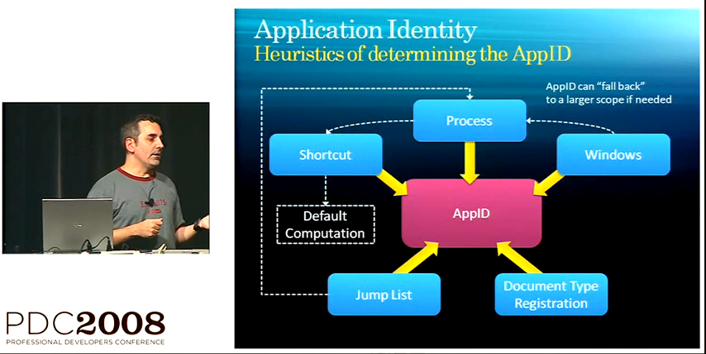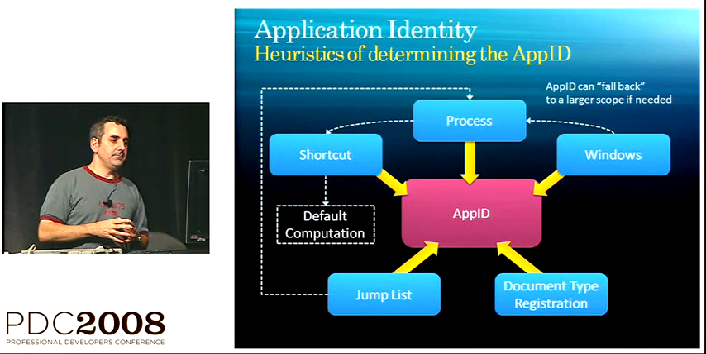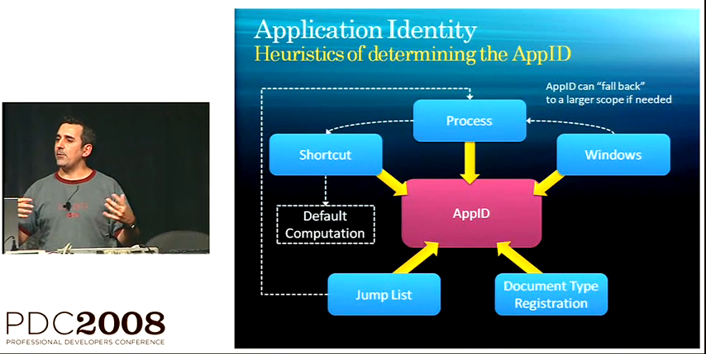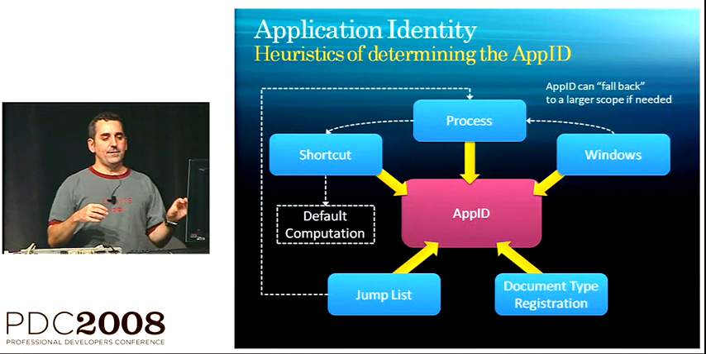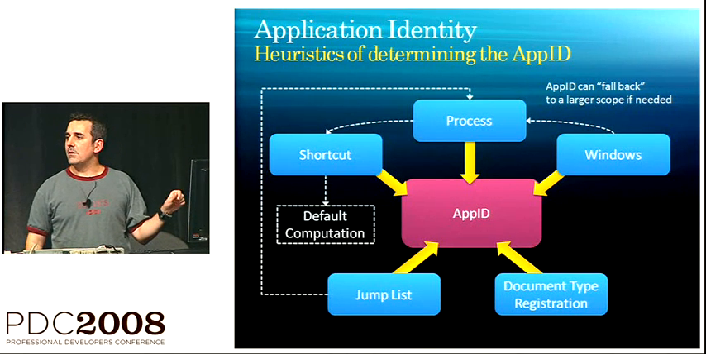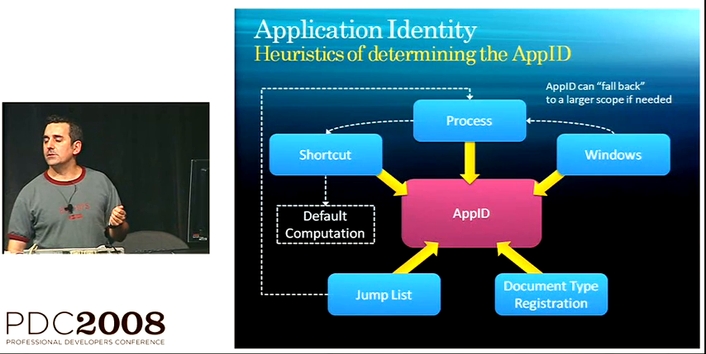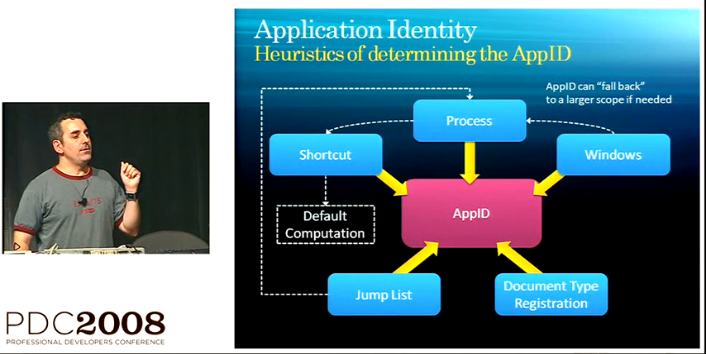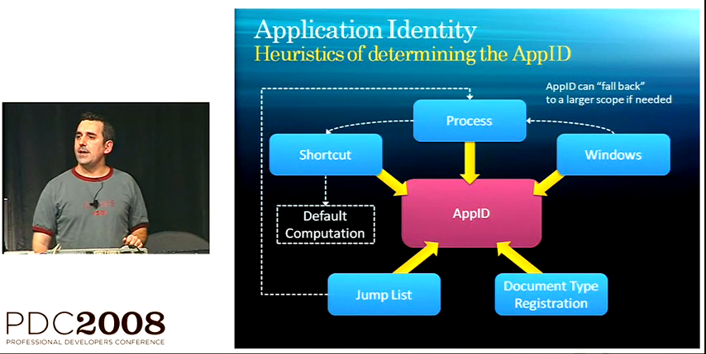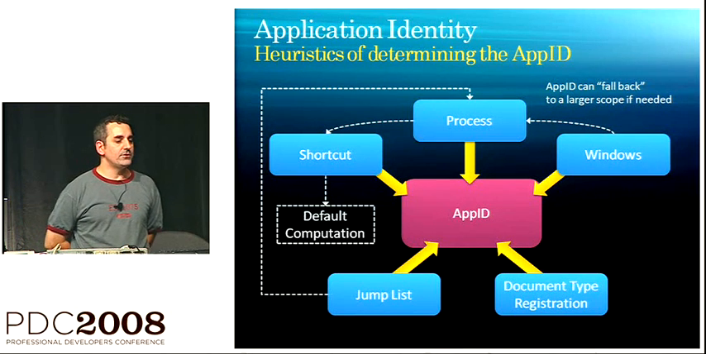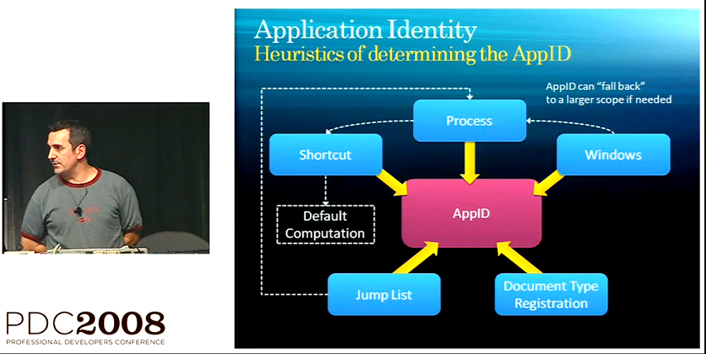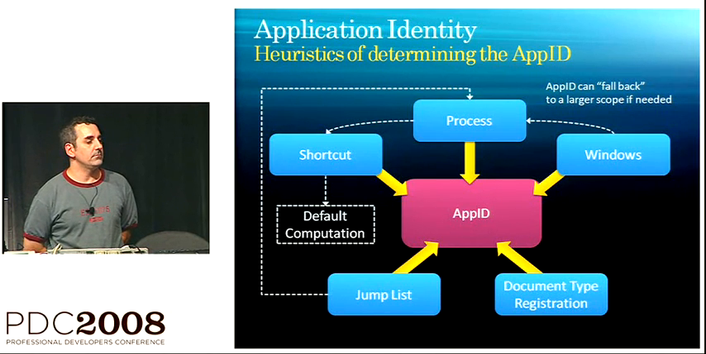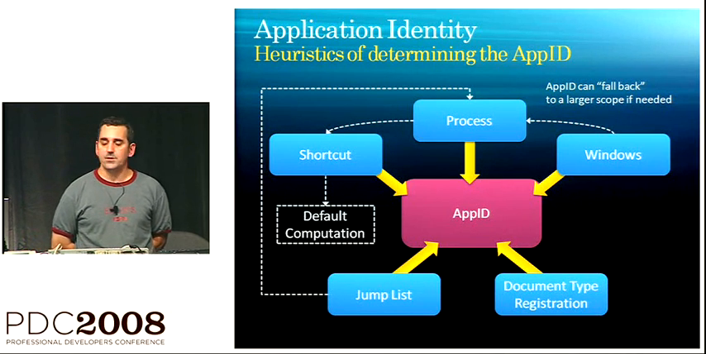Referencing that diagram I showed before, there's kind of a hierarchy of how we go about computing the app ID. And really all this is trying to show is, specifically if you look at the jump lists box on the lower left and the Windows box on the upper right, there's kind of a fallback path that we take in order to try and compute the app ID. So if you start making calls into the jump list API, we first check if you explicitly set the app ID on the jump list instance. And if you didn't, then we fall back to querying the process for its app ID.